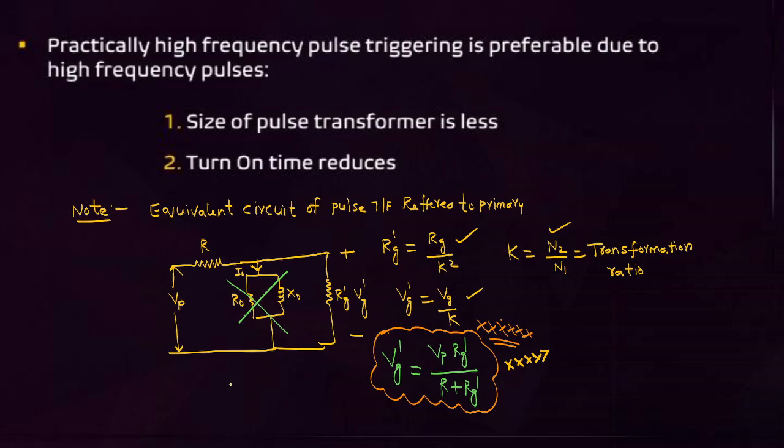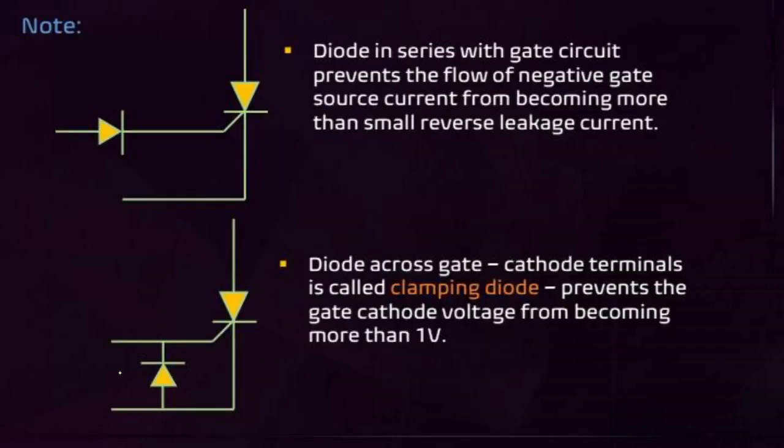If N2 and N1 are not given, generally it is an isolation transformer, so we have to use N1 to N2 equal to 1 to 1. If they are given, we go according to that only. And you have to concentrate on this formula. Based on this formula, in one of the standard textbooks, some questions are there. I already told you the size of the pulse transformer: if any transformer is designed for high frequency pulses, the size of the pulse transformer is reduced. Turn on time is reduced. Both A and B are correct if given. If not given, the first preference is that the size of the pulse transformer is reduced.